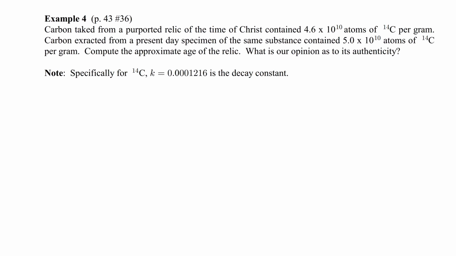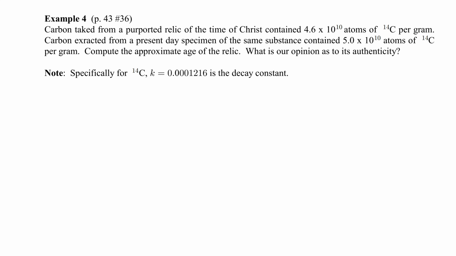This is example 4. It's taken from page 43 of your text, problem number 36. It says, carbon taken from a purported relic of the time of Christ contained 4.6 times 10 to the 10th atoms of carbon-14 per gram. Carbon extracted from a present-day specimen of the same substance contained 5.0 times 10 to the 10th atoms of carbon-14 per gram. Compute the approximate age of the relic. If we can find the age of the relic, then we can make a decision about its authenticity. Remember, this is claimed to be a relic from the time of Christ.